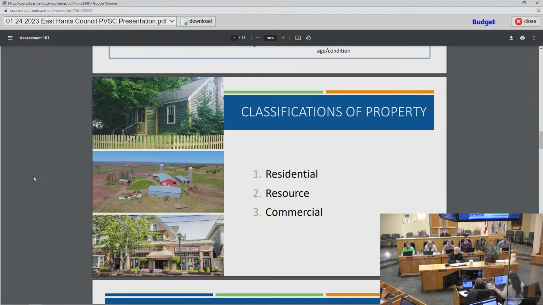Typically, when we become aware of a property like that, we'll investigate it. Another example is if you have an automotive repair business on site in a separate building, we would be able to classify that separately.